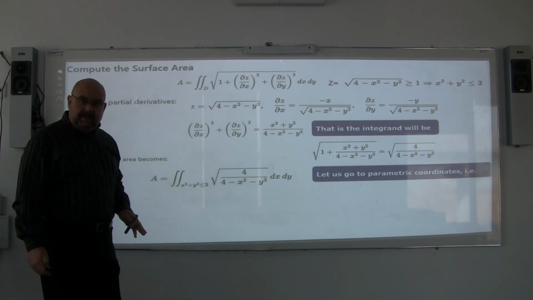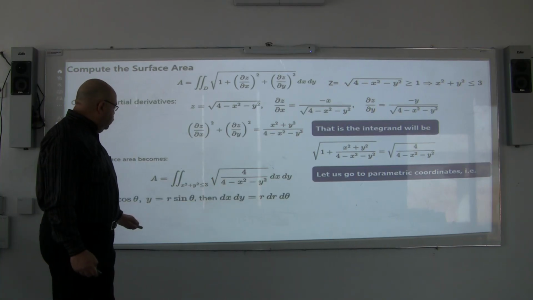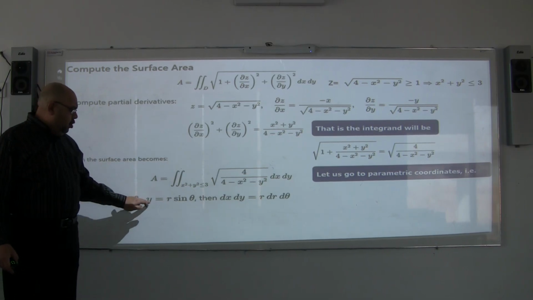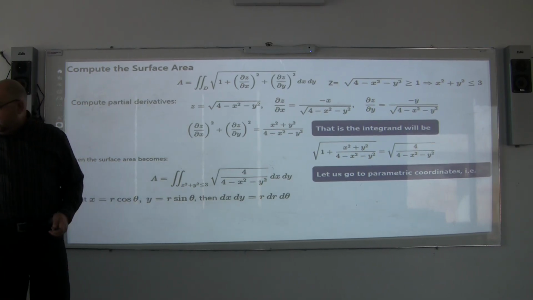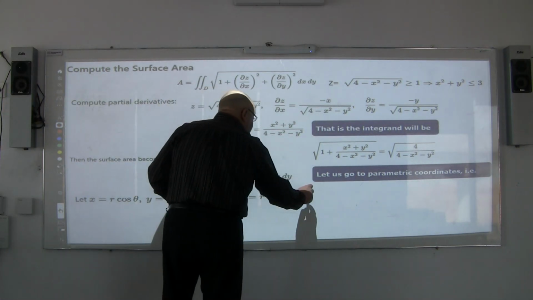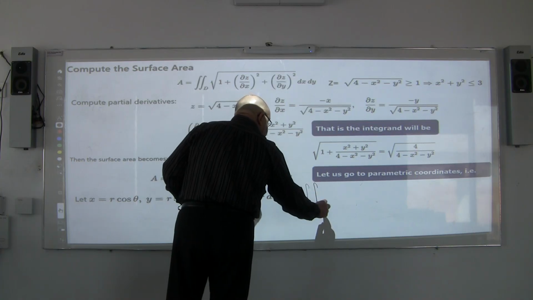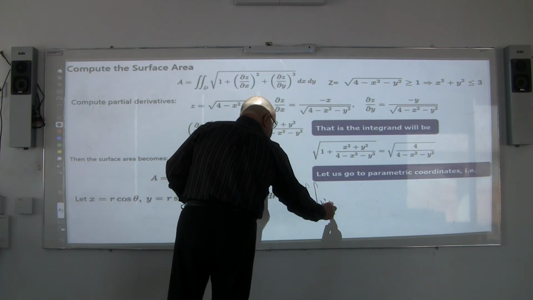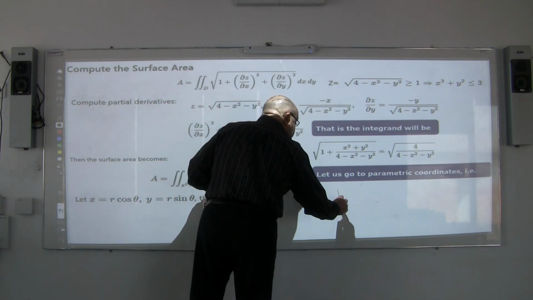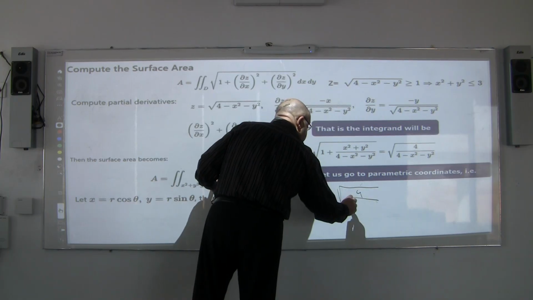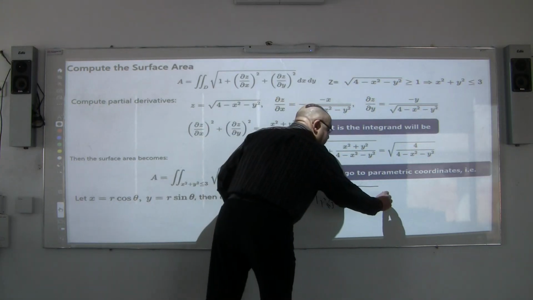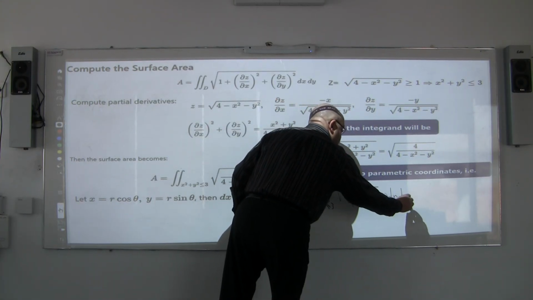Let's go to parametric coordinates. I'll choose polar coordinates, which are replacing every x by r cos theta, y by r sin theta, and of course dx dy with the Jacobian as we did previously. It's going to be r dr d theta. So all I have to do now is just integrating for r squared less than or equal to 3. That's the domain. And this is going to be just 4 divided by 4 minus r squared. Of course, dx dy will be changed by r dr d theta.